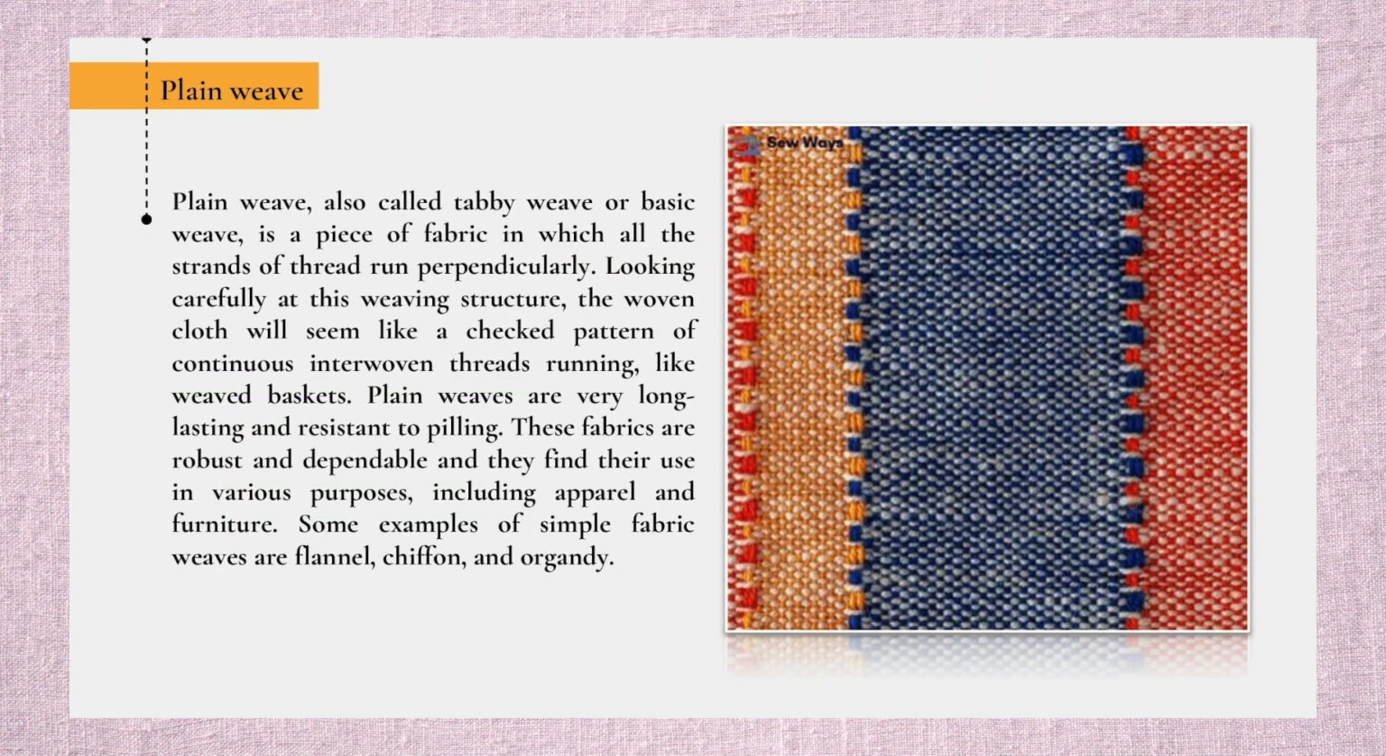Plain weave, also called tabby weave or basic weave, is a piece of fabric in which all the strands of the thread run perpendicularly. Looking carefully at this weaving structure, the woven cloth will seem like a checkered pattern of continuous interwoven threads running, like woven baskets. Plain weaves are very long-lasting and resistant to pilling. These fabrics are robust and dependable, and they find their use in various purposes, including apparel and furniture.